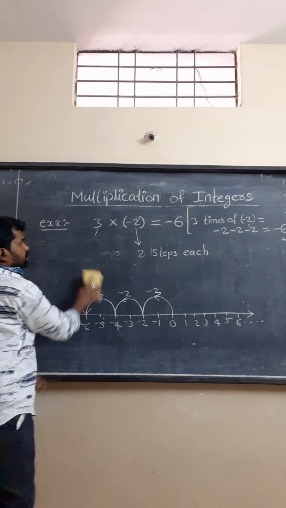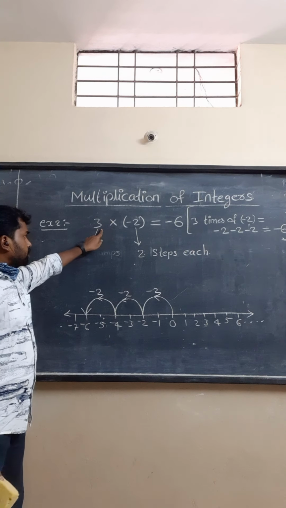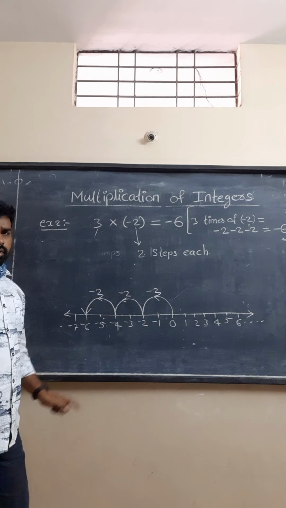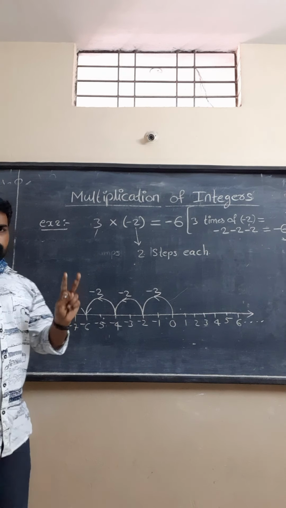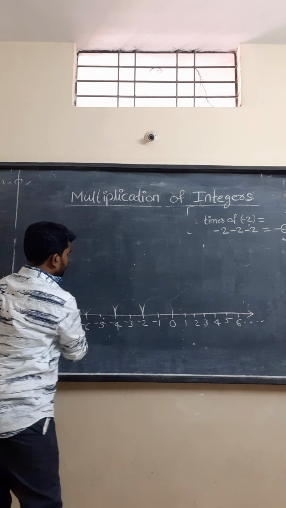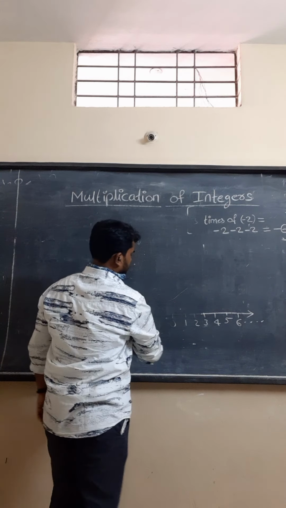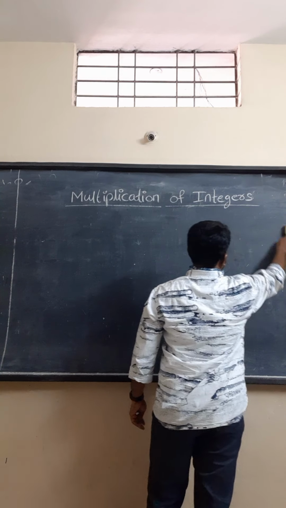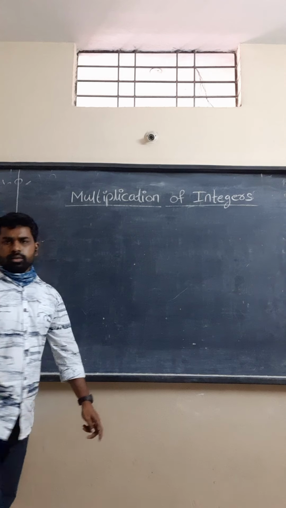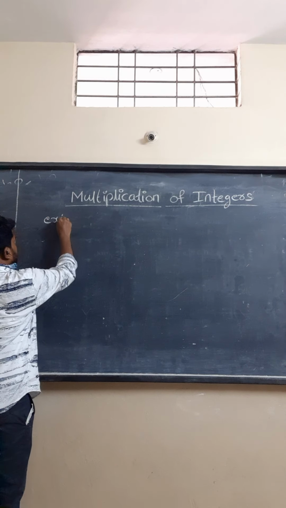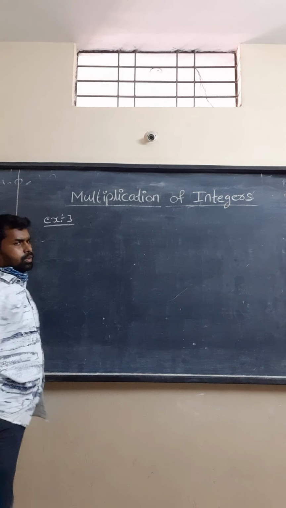Example number 3. In this example, we have taken one positive integer and one negative integer. In the next example, I will take two negative integers. In the first example, we took two positive integers. In the second example, we took one positive and one negative integer. And in the third example, I am taking two negative integers. Example number 3.